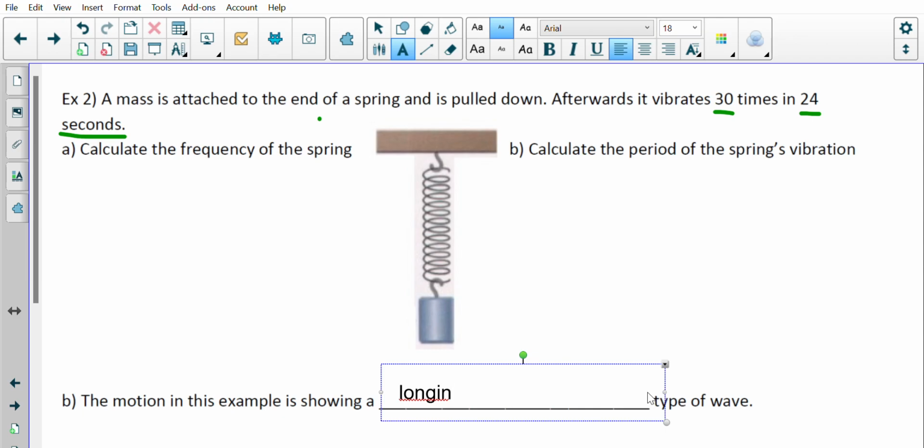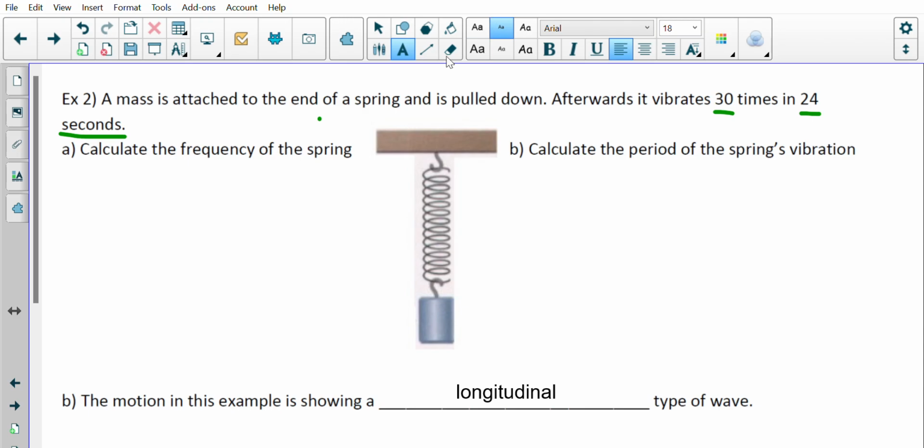A little struggle spelling that word. Longitudinal. There we go. Good. Spell check's off. All right. So this would be a longitudinal type of wave, again because the resting position is up and down, and the spring is moving up and down.